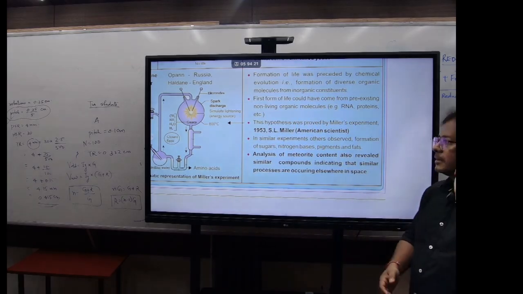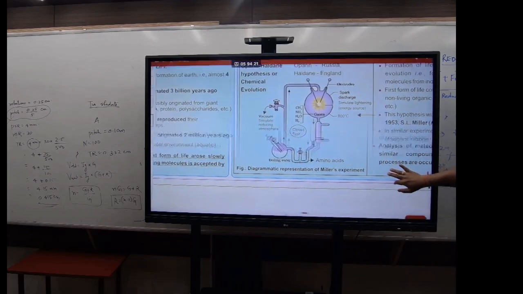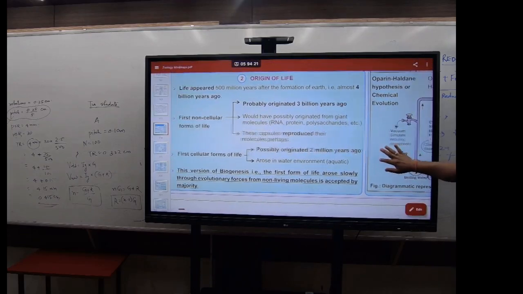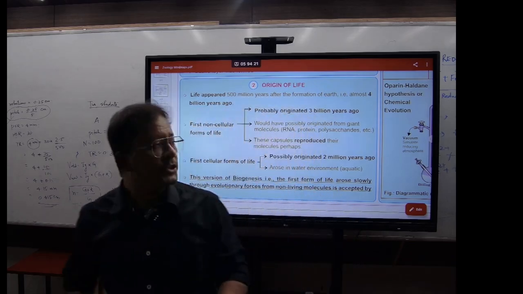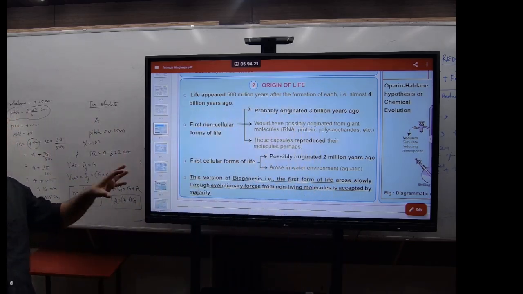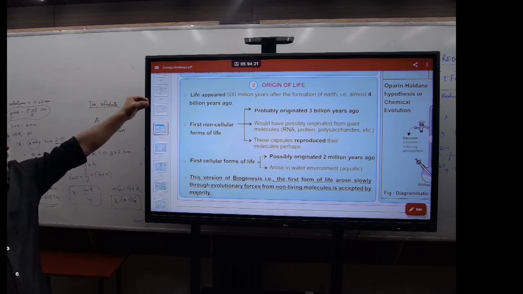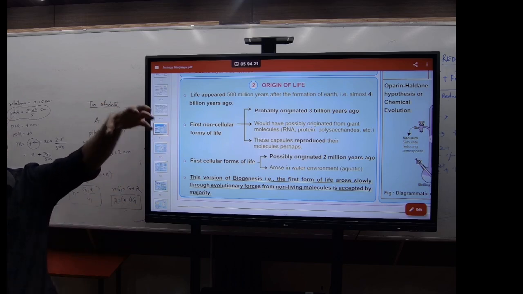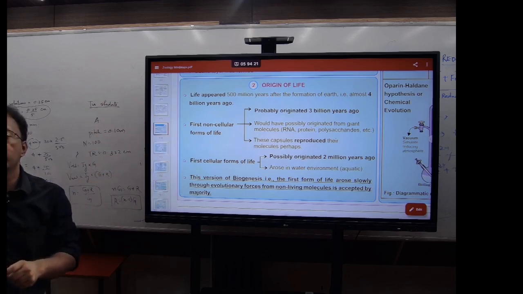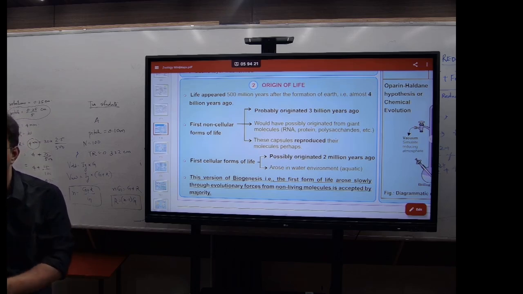Maybe in the future, that planet may also have life on it. That is the experiment performed by S.L. Miller. And we have some information here, you see. Life appeared 500 million years after the formation of the Earth. That is almost 4 billion years ago. When we say life appeared 500 million years after, life in the sense is not exactly a cell. These are the molecules which form the life. We can call them the living molecules.